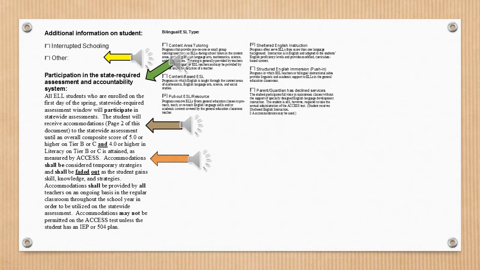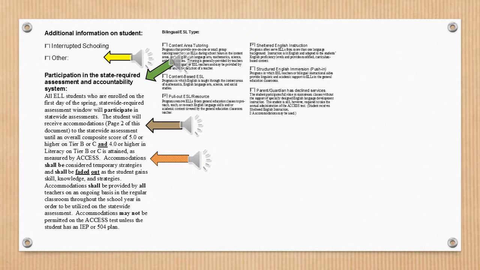The green arrow talks about students participating in spring testing. They do not mention here about the 180 days. So again, if a student is with us for less than 180 days, they will not participate in all of the statewide assessments.